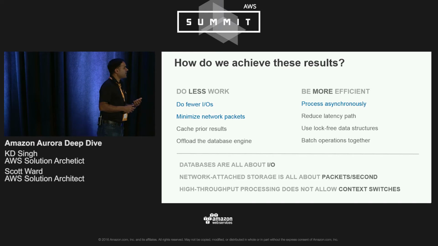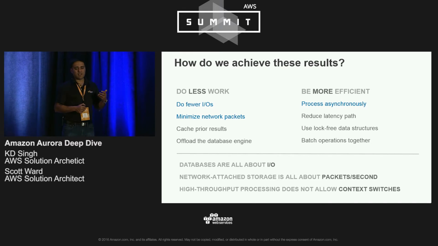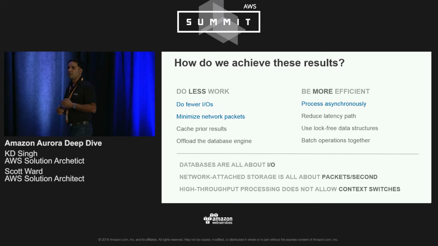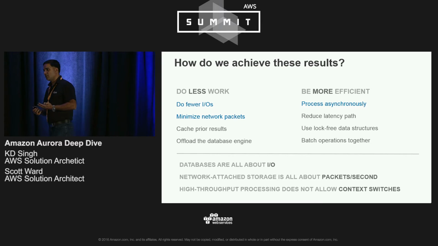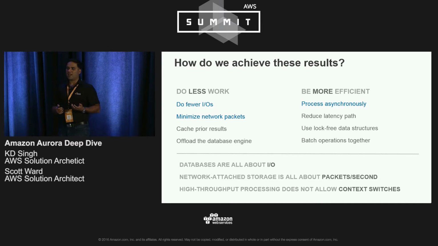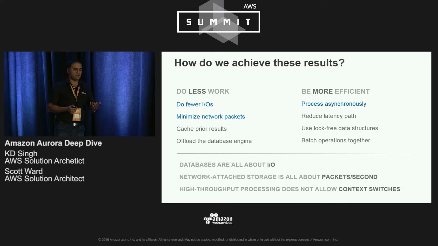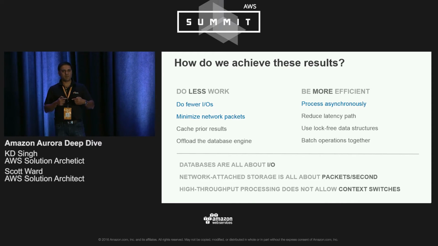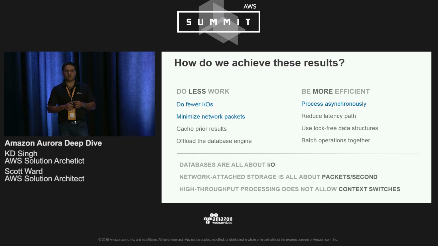And then you can't really afford to have context switches. If you have a lot of context switches, the performance is going to go down. So a lot of the architecture work we did to make Aurora perform better was in terms of reducing the number of IOs, reducing the number of packets per second that we are driving to storage, and moving towards more asynchronous processing.